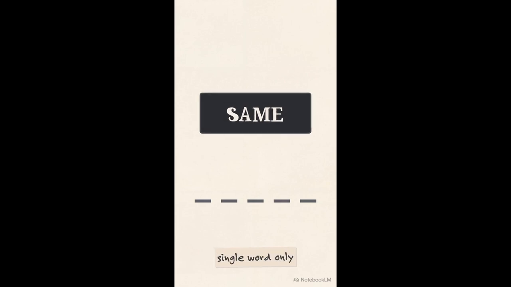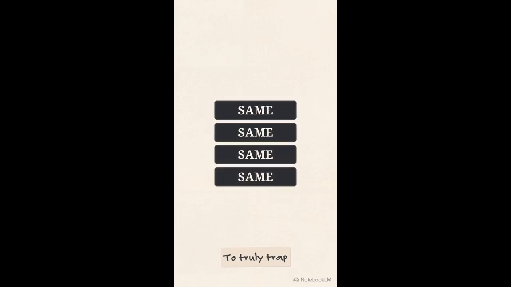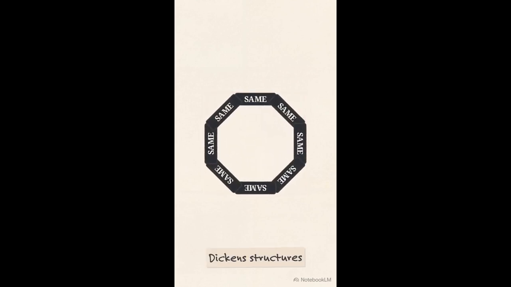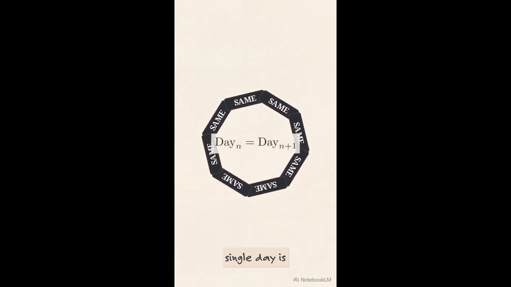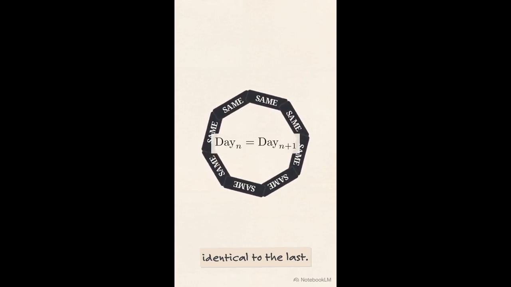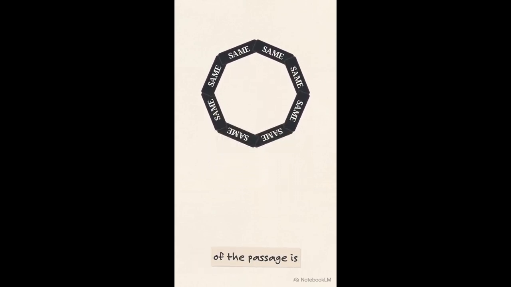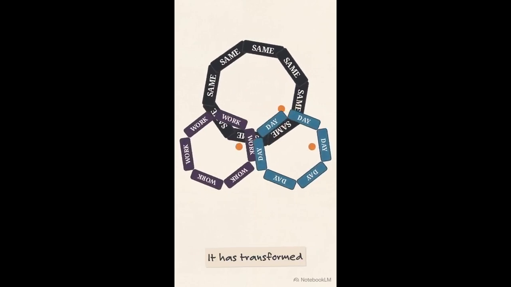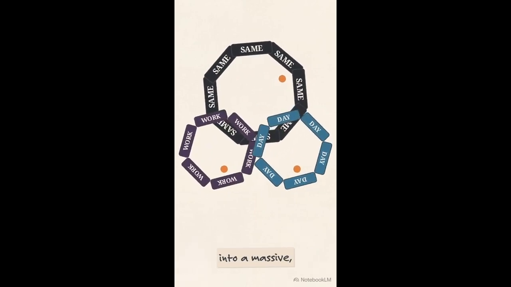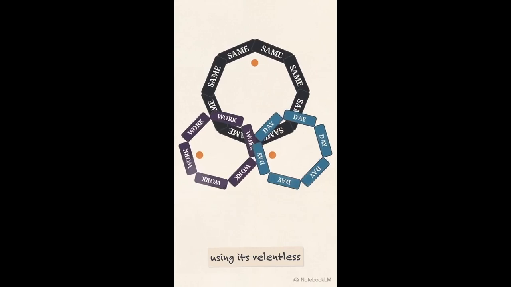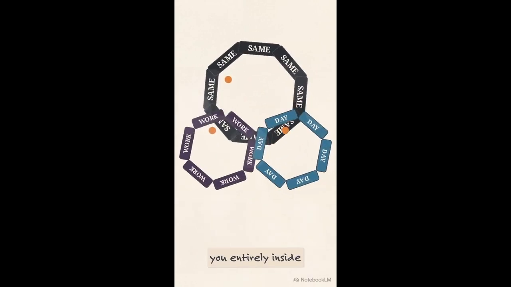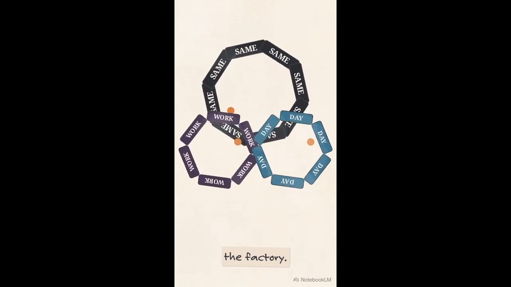But repeating a single word only creates a list. To truly trap the reader, the sentence structure has to eliminate any chance of escape, so the final lines lock into a mechanical loop. Dickens structures the syntax so every single day is mathematically identical to the last, and just like that, the static painting from the very beginning of the passage is completely gone. It has transformed into a massive melancholy steam engine, using its relentless rhythm to trap you entirely inside the factory.